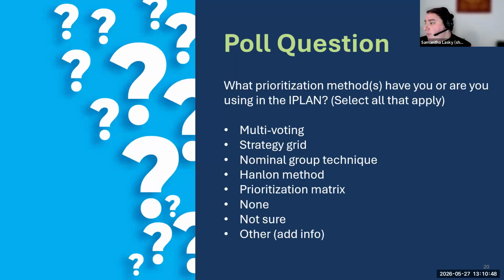So Fabiola is going to pop a poll onto our screen, and our poll is asking you what prioritization methods have you used previously or are you currently using? And you can select any. If you've done multiple cycles and used multiple processes, select that. If you've done none of them, that's cool too. We just want to hear from you. If you're not sure, that's fine. And if you've done one that's not listed here, feel free to put that in the second question there. If you've selected other, please describe.